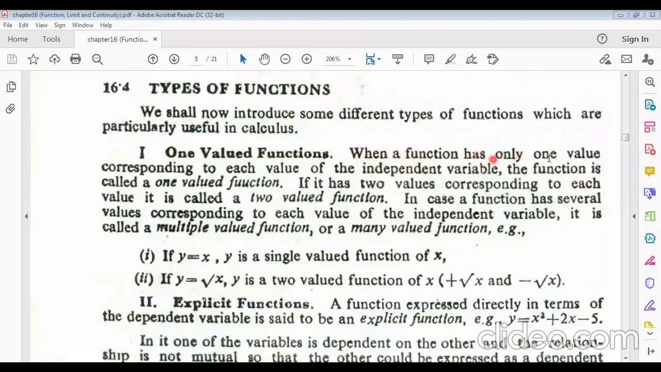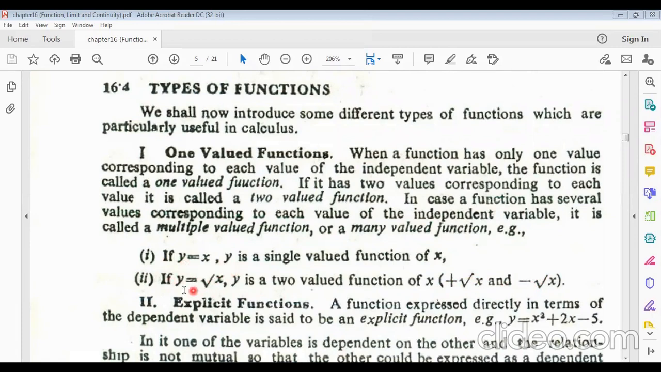When a function has only one value corresponding to each value of the independent variable, the function is called a one valued function. Suppose y equals x: for every value of x we get another value of y. That means y is a single valued function of x. Remember this: if y equals root over x, then y is a two valued function of x, because square root of x means plus root x or minus root x. There are two values because every square root gives two values.